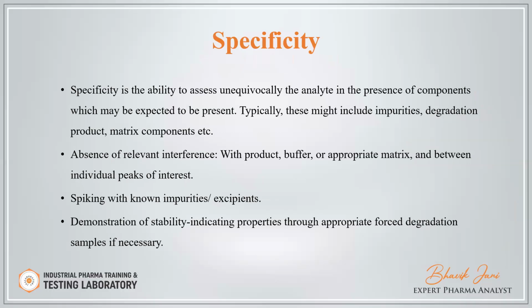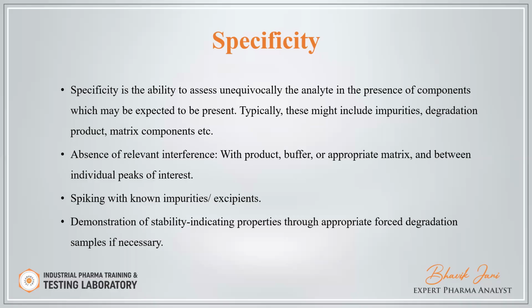So first we will discuss the specificity. Specificity is the ability to assess unequivocally the analyte in the presence of components which may be expected to be present. Typically, this might include impurities, degradation products, or matrix components.